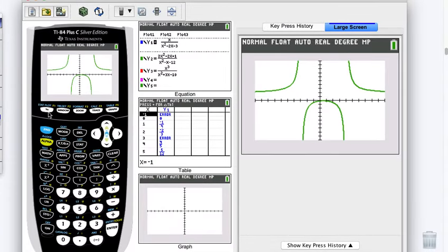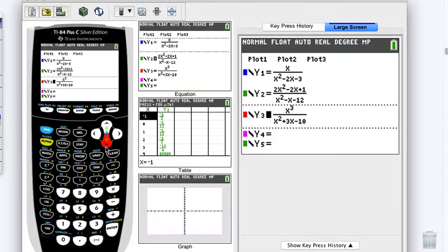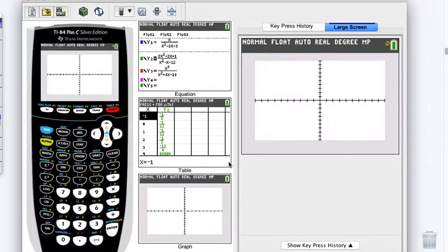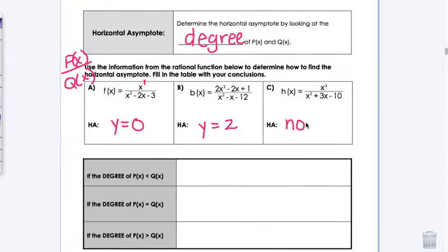And let's look at the last graph. Letter C: h of x equals x cubed divided by x squared plus 3x minus 10. I'm looking at this and I don't really see a horizontal asymptote. I see an oblique asymptote, which we'll talk about in pre-calculus, but I don't see this line getting close to some kind of y equals a number. So in this case there is no horizontal asymptote.